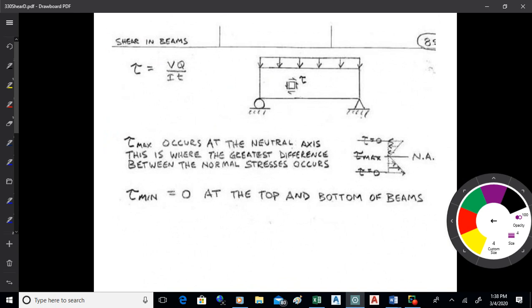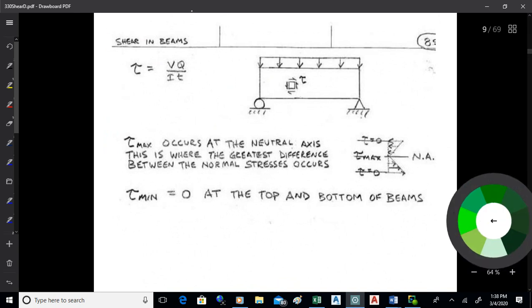Now the maximum shear is different than the normal stress. The maximum shear occurs at the neutral axis of the beam because above the neutral axis you've got all one or the other. In this case I'm showing compression above the neutral axis. Below you have all tension. So what you end up with at the neutral axis is the biggest differential between the tension going one way and the compression going the other. And so that differential is maximized right at the neutral axis. So that's where tau is max.